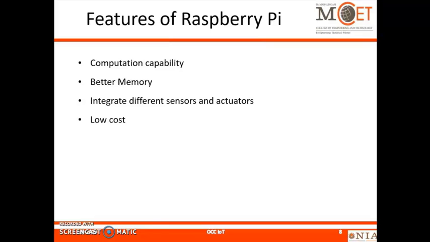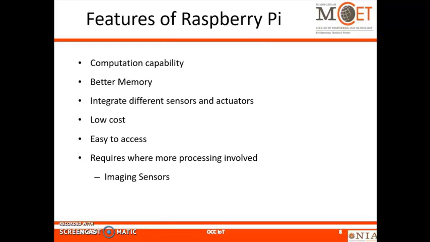And it is a low cost device. It is easily available in market. It is affordable. As I mentioned in the previous slides, it is very affordable. And it is easy to access. So anybody can study Raspberry Pi, and you can know what is inside Raspberry Pi.